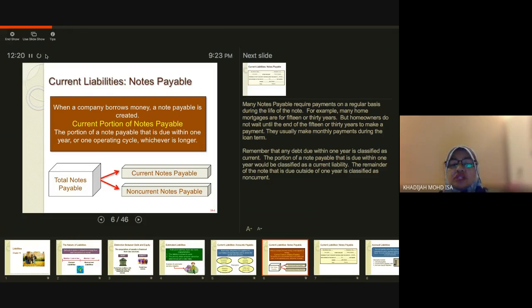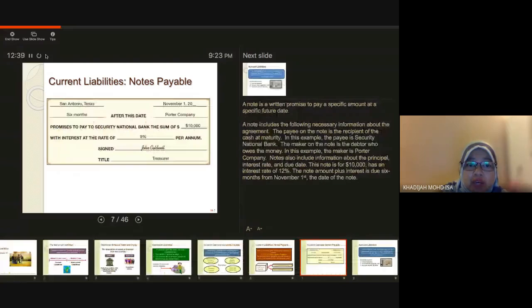So the notes payable could be current notes payable, meaning that you have to pay within 1 year, or it could also be non-current notes payable, meaning that the payback period is longer. So that is long term. Okay. So this is an example of notes payable. You can see it has a note.